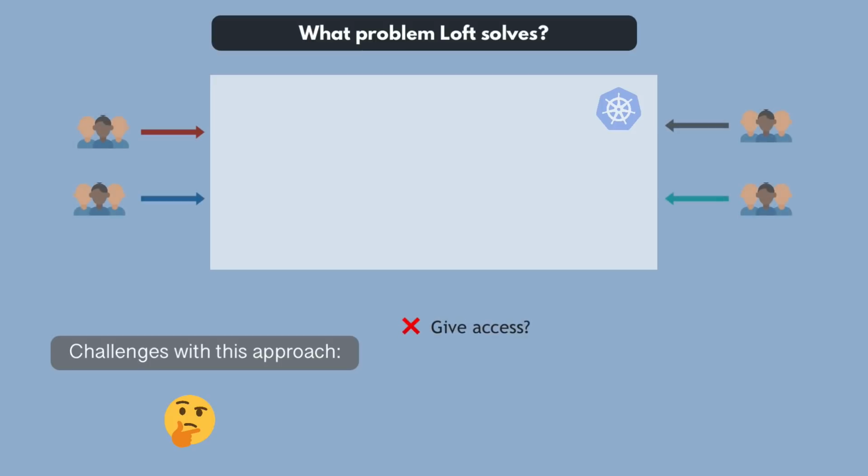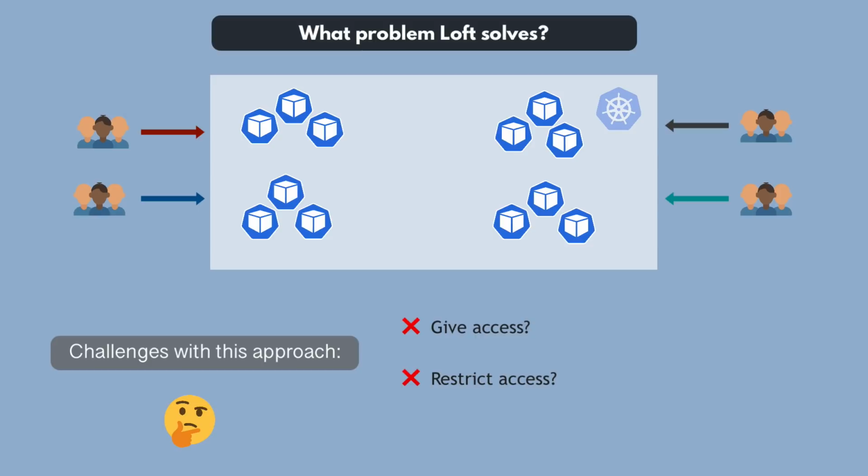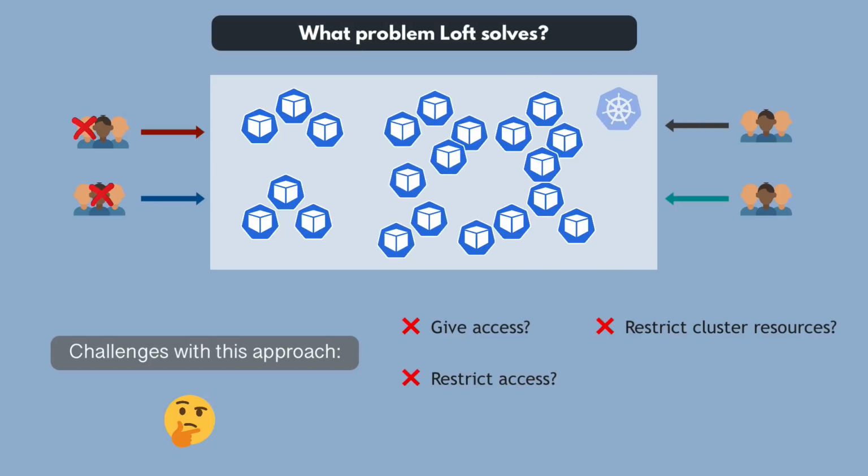First of all, how do you give different teams and individual developers access to this shared cluster? Or how do you restrict this access? How do you make sure each team only gets access to their project resources to keep the cluster secure, or even restrict the access within the team to define who has access to what based on their role and tasks in the team? Also, how do you restrict how much cluster resources each team can use? Because you don't want one team using up most of the cluster resources.